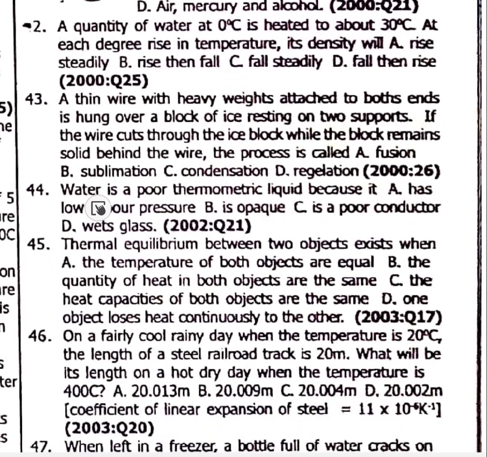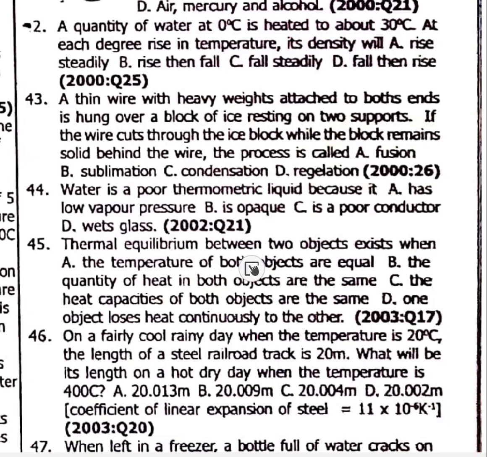Regelation. 43. Water is a poor thermometric liquid because it is a poor conductor. Option C. 45. Thermal equilibrium between two objects exists when... wait, sorry. Water is a poor thermometric. That's 44, abi. 43 is option D. 44 is option C: is a poor conductor. Okay, 44 is option C.